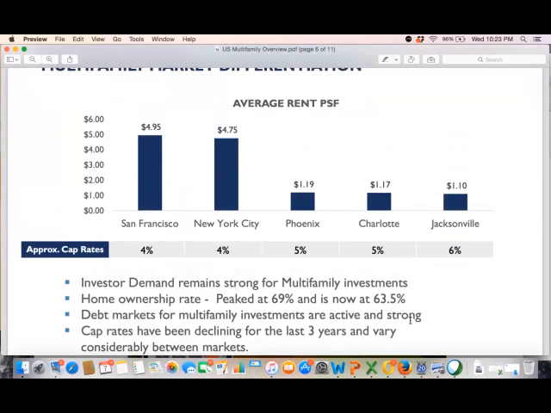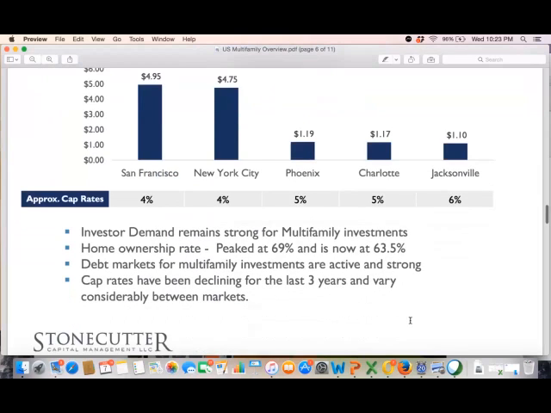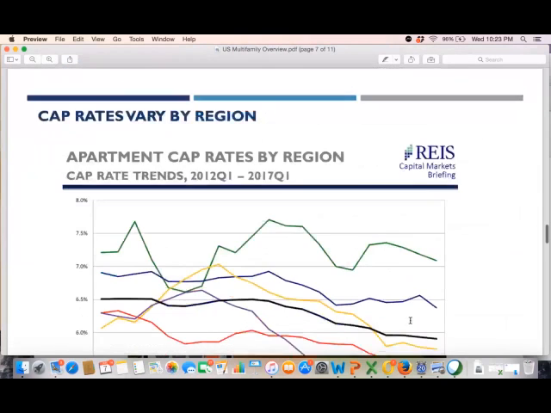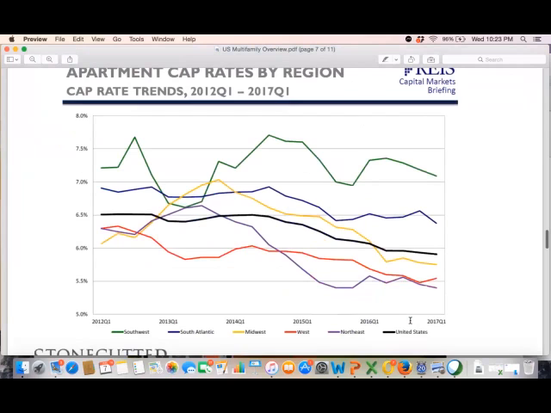But here I also want to go into cap rates by region. This one's interesting to me, right? The black line here is the United States in general. The Northeast has seen the largest decline in cap rates, the largest increase in value since 2012. And 2012 is really when transaction volume started picking up in this latest cycle.